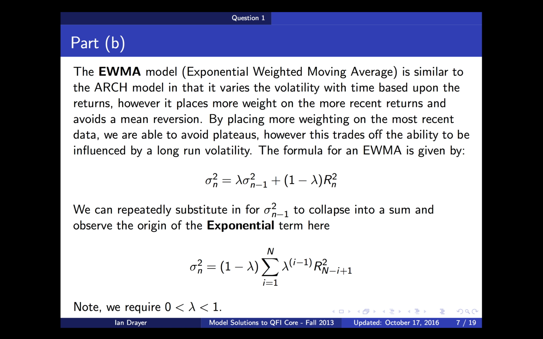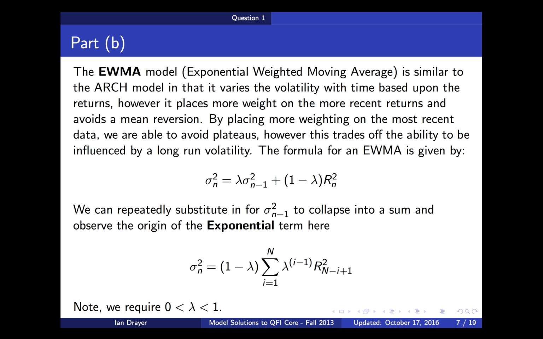The exponentially weighted moving average model is very similar to the ARCH model, in that we still vary the volatility with time based upon the recent returns. However, a key difference between the two models is that this places more weight on the most recent returns, and we avoid a mean reversion. By placing more weight on the most recent data, we're able to avoid these plateaus. However, we lose the ability to be influenced by the long-run volatility.